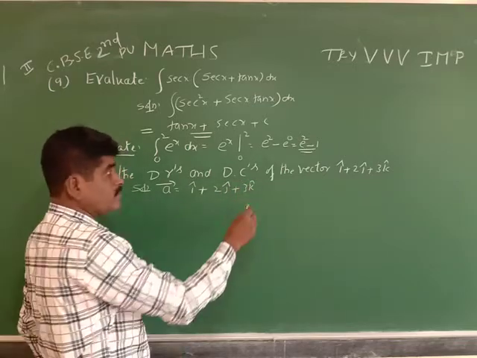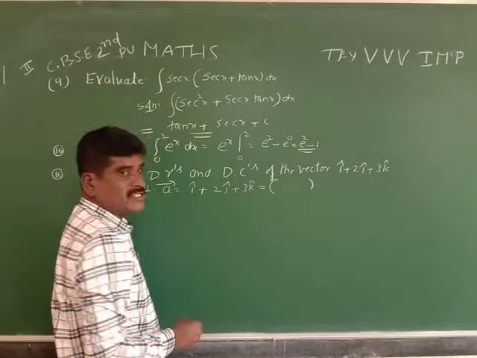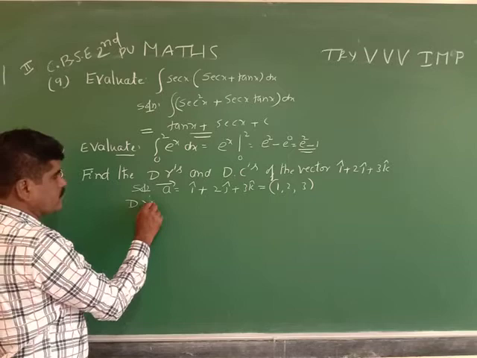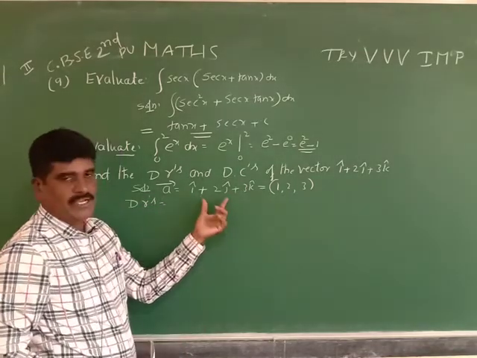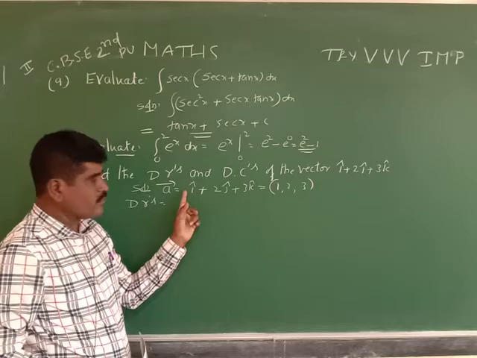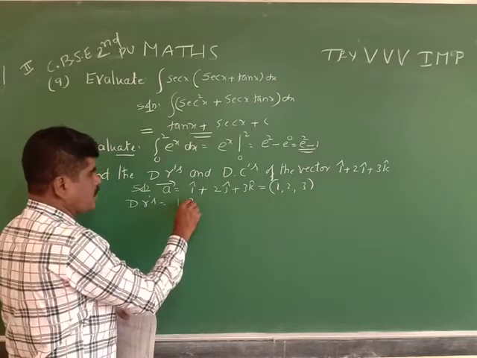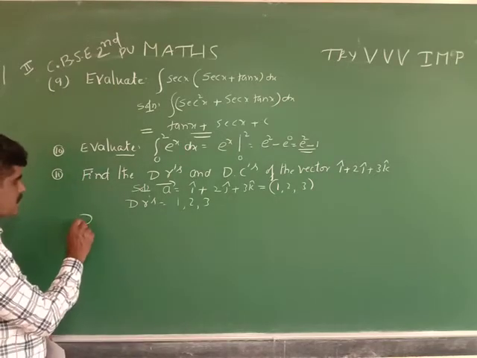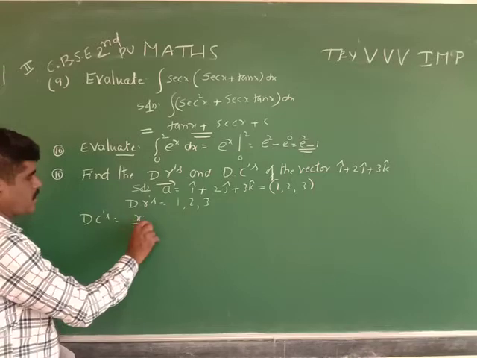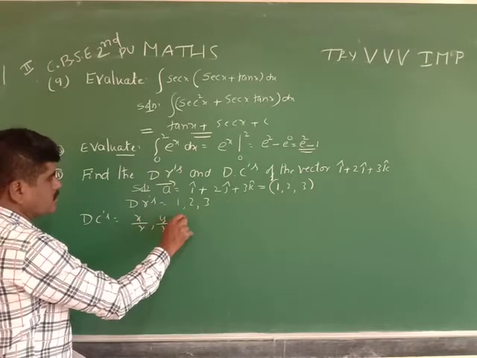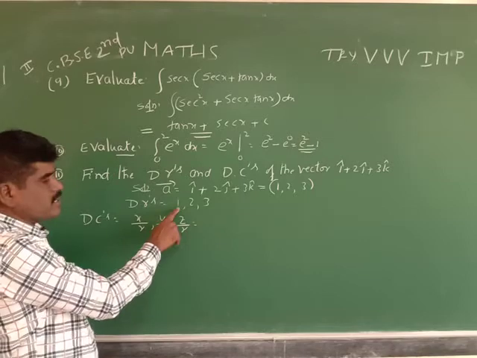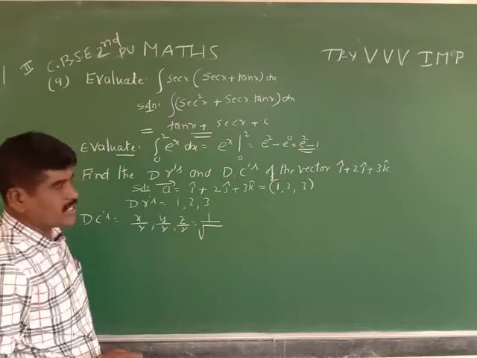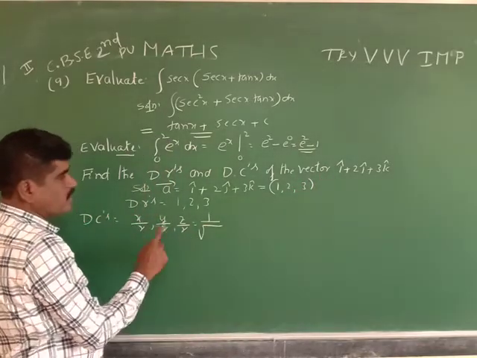We can write this in triad form also. Every vector can be written in triad form 1, 2, 3. Direction ratios are the components of the vector. What are the components? i component 1, 2, 3. 1, 2, 3 are the direction ratios. Direction cosines are x by r, y by r, z by r. X means the i component, 1, by r, the magnitude of the given vector.